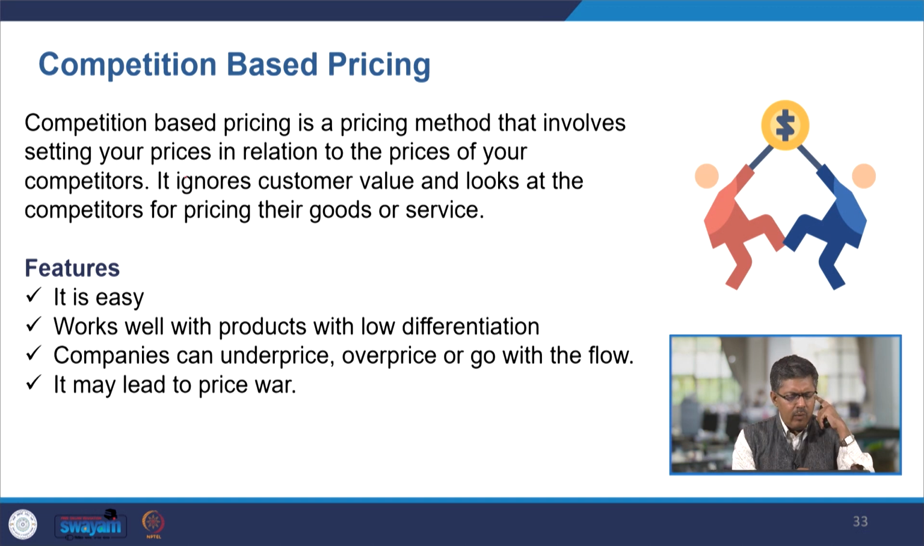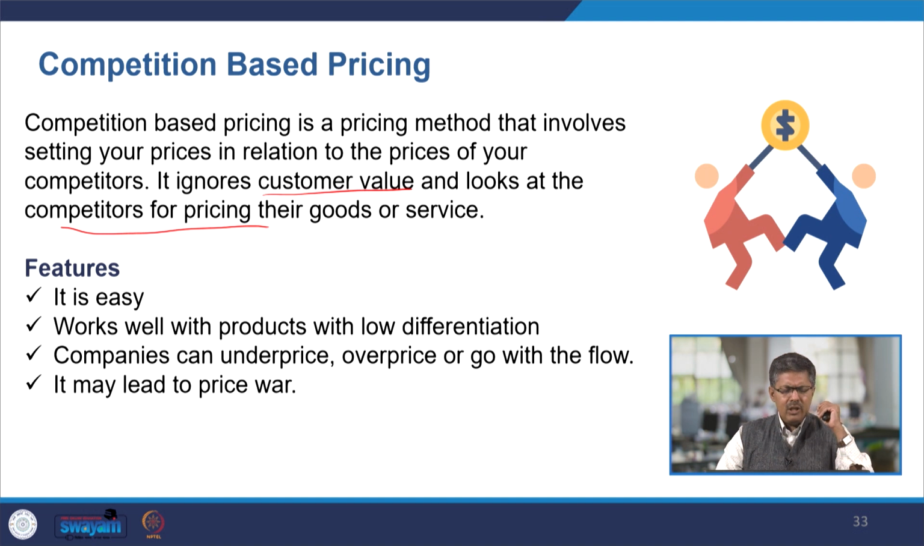Okay. So, what it does is it ignores customer value and looks at the competitors for pricing their goods or services. So, the problem with this competition based pricing is that for the manufacturer, it is easy to know what your competitor is doing, you can easily follow it. But the problem is that you do not understand how much value your product actually has. Your competitor's product might be having a lesser value. So, why should you even be trying to place your product according to the competitor's price? There is no point, right?